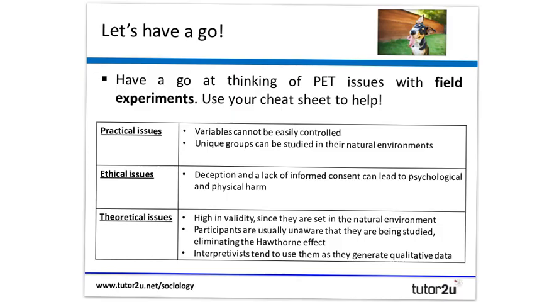Participants are usually unaware that they are being studied, so this is eliminating the Hawthorne effect and experimenter effects as well. And then what we should identify here as theoretical issues, interpretivists tend to use them as they generate qualitative data.